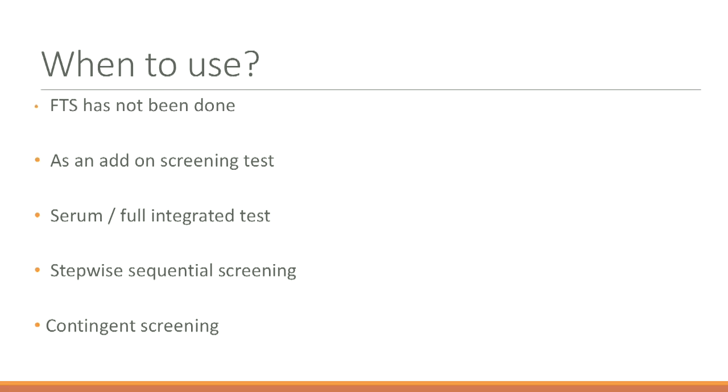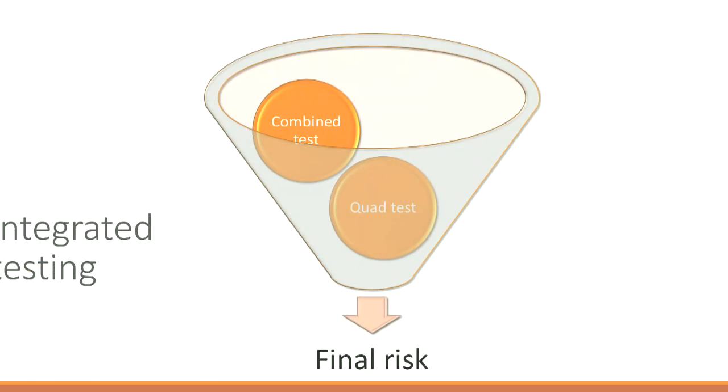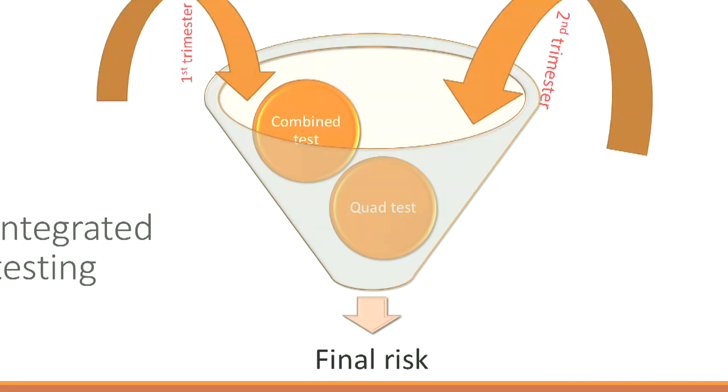Now I will just tell you what these tests are very briefly. When you do an integrated test, what you are actually doing is integrating two tests, the combined test and the quadruple test. You first do the combined test and you do not tell the result to anyone. Then the patient is called back, you do a second trimester quadruple test, and then give the final risk after you integrate both the combined test and the quadruple test.